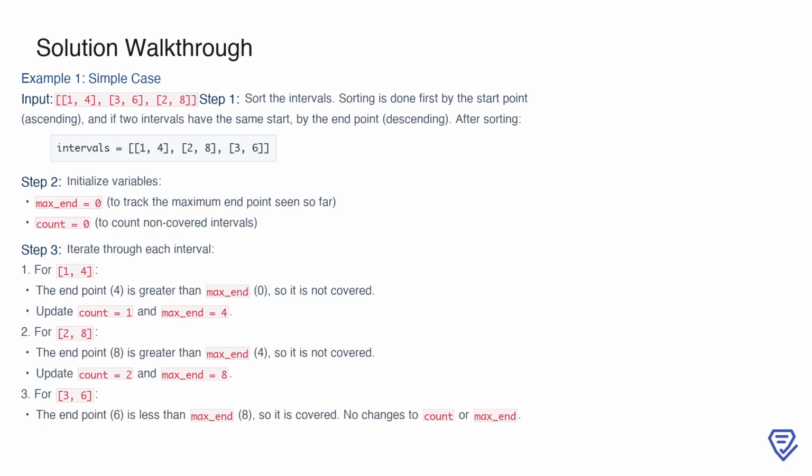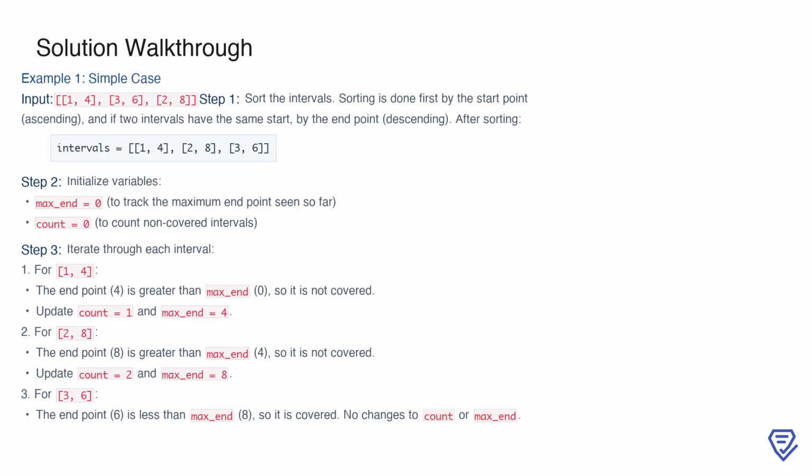Next, we initialize two variables: max_n, which is set to 0 to keep track of the largest endpoint we've seen so far, and count, which starts at 0 and will store the number of non-covered intervals. Now, we iterate through each interval. The first interval is [1, 4]. Its endpoint, 4, is greater than max_n, which is currently 0. This means [1, 4] is not covered by any previous interval. So, we increase count to 1 and update max_n to 4.